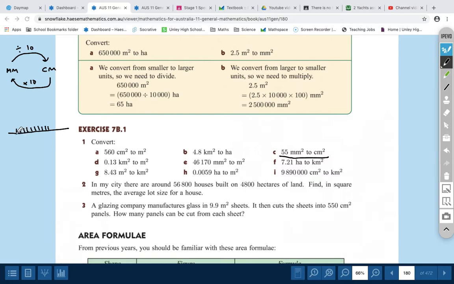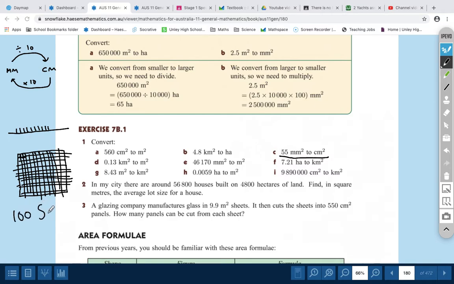But when we turn this into a square, imagine that's a square centimeter. It's not, but you've got an imagination, right? That could be 1 millimeter square. That could be another millimeter square. You've got 10 millimeters going that way, and then you've got 10 going that way. Altogether, you've got a 10 by 10 here. You've got 100 squares, right? 100 squares.